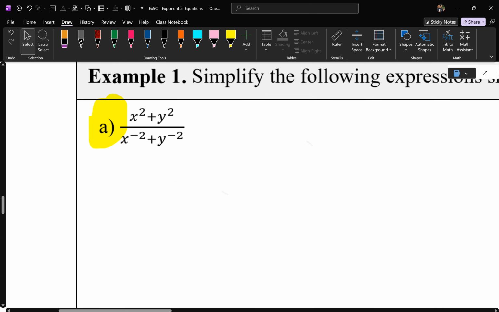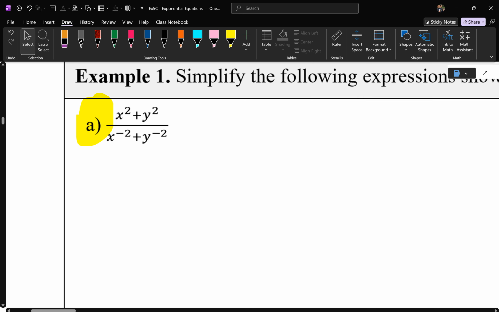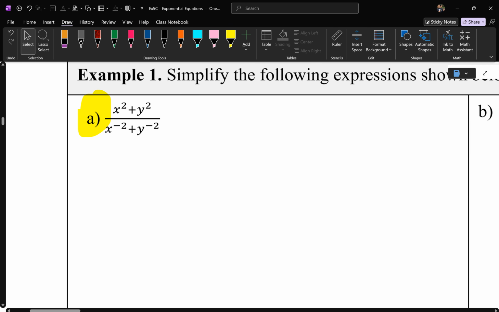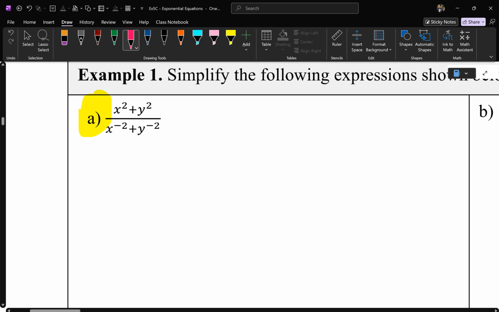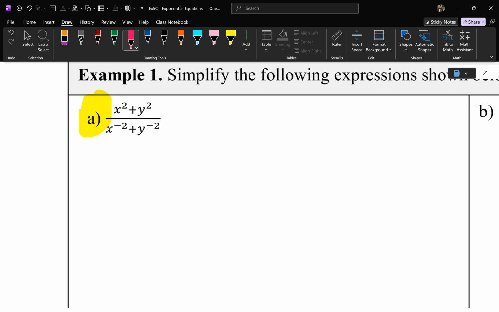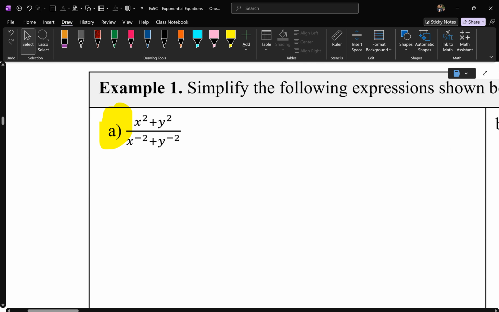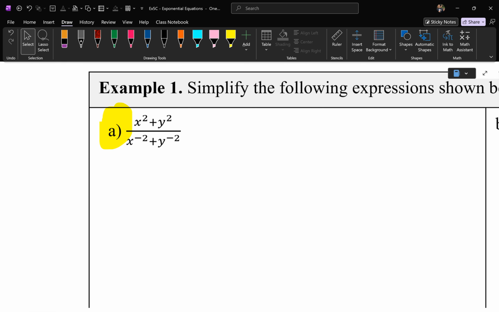Why am I picking this one? Because there's something about fractions that students really struggle with in general. So this is the one I like to start off with students. I'm going to pause the video for a second here. I'm going to get you to try the first example using the 8 laws that you have in front of you. Simplify the expression shown, and ideally you have all positive index powers. Let's make it 2 minutes. I'm going to pause the video.